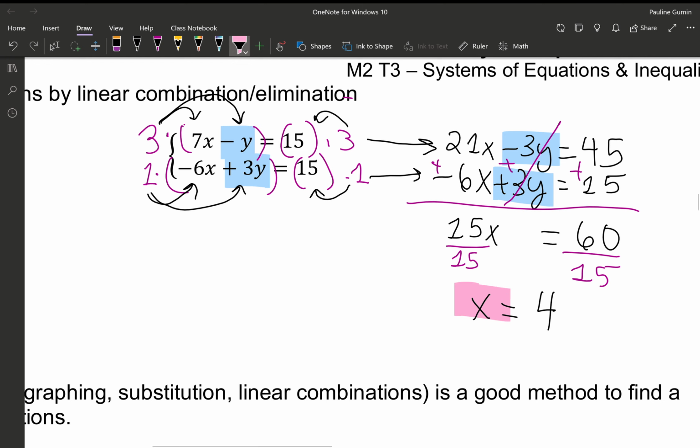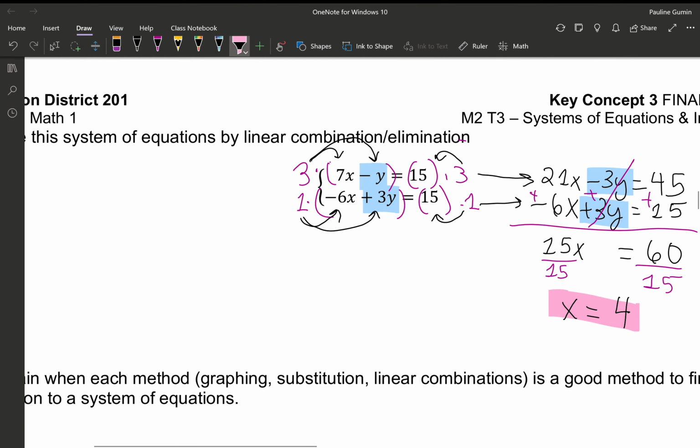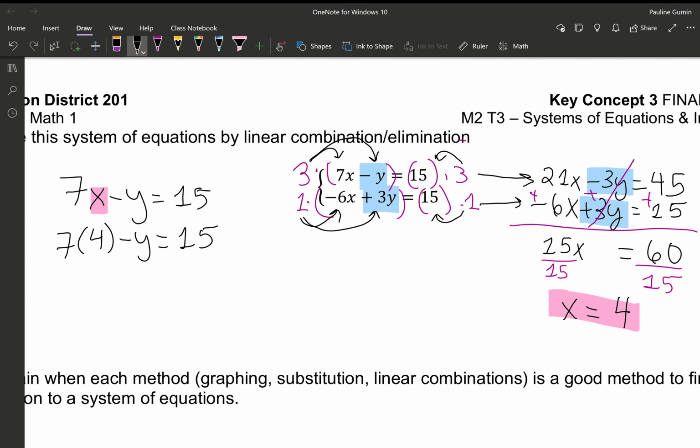Now that we've found x, we can find y, and really we could use either equation to find it. The top one looks a little bit more appealing for me, so I'm going to use it. Okay, so now that I have x, I am going to plug 4 in instead of x. Parentheses mean multiplication, so I have 28 minus y equals 15.